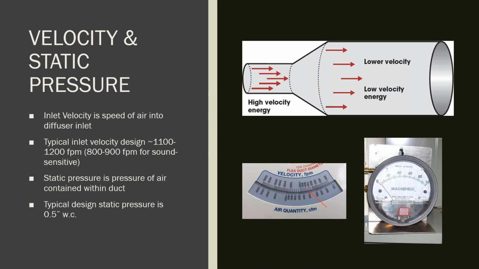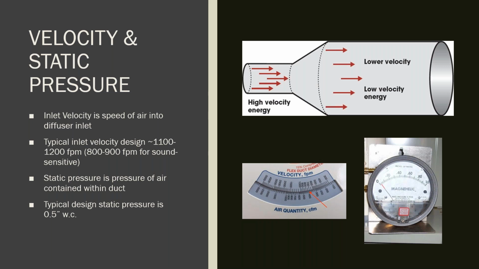Diffusers for sound-sensitive applications like theaters and recording studios should be sized for inlet velocities of 800 to 900 feet per minute. And that will ensure that the space remains quiet during the operation of the HVAC system.